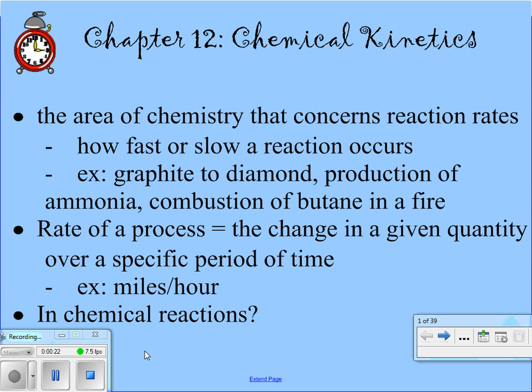The production of ammonia, the combustion of butane in a fire: we're looking at how fast that particular reaction occurs from start to finish. We're going to talk a lot about rates. Any rate of a process is the change in a given quantity over a specific period of time. We used the example the other day, again, as miles per hour. In chemical reactions, this is going to translate as a change in the amount of the reactant or in the amount of the product in a given period of time.